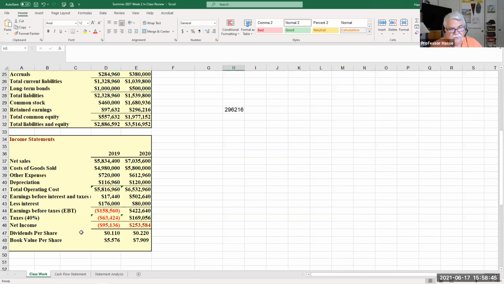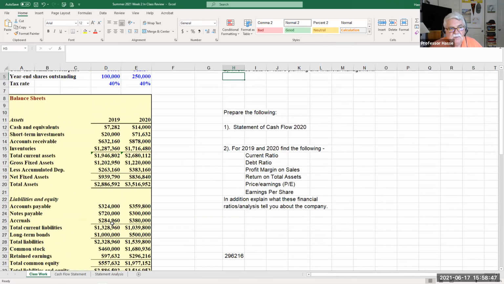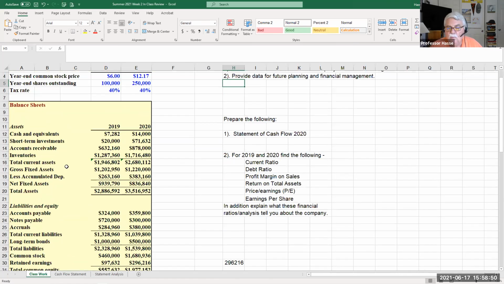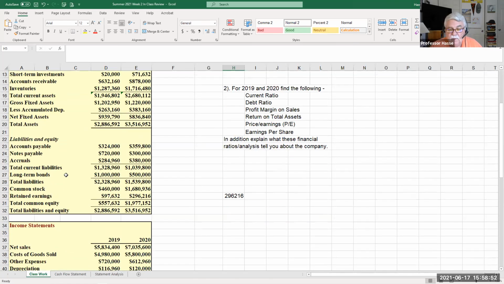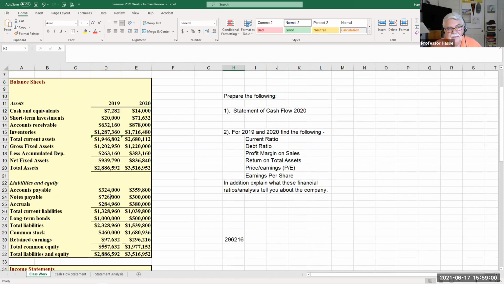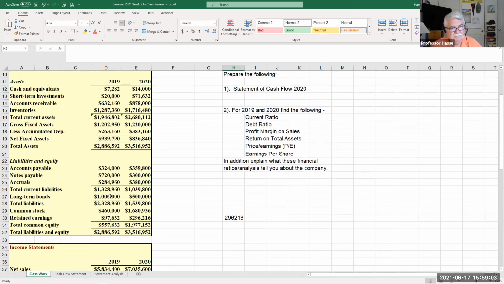So let's talk about the financials of a company. Remember, the balance sheet is a statement of what we own, assets, what we owe, and the ownership of the business, liabilities and equity. And notice they are always in balance. It's a statement of financial position. On December 31st, 2020, this company had $3.5 million of assets. They had $1.5 million of debt, and they had $1.98 million of ownership or equity.